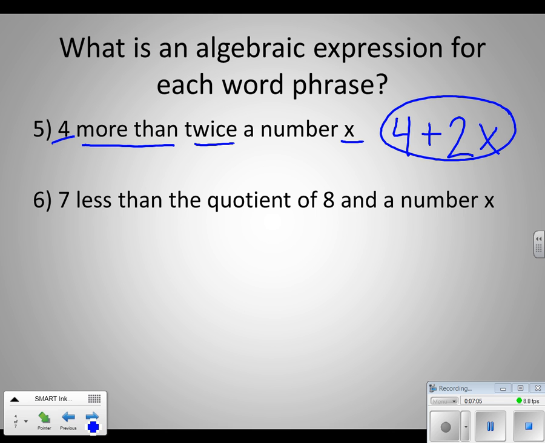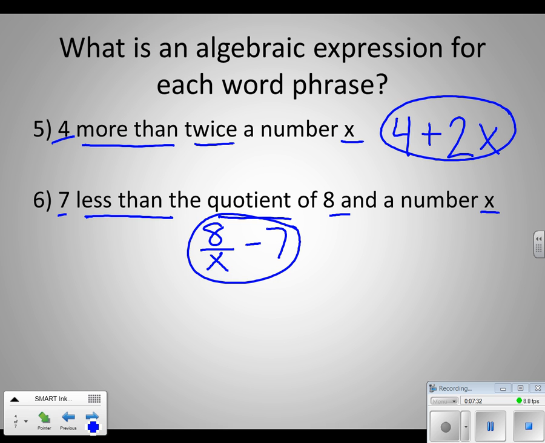7 less than, so we have 7 here, less than the quotient of 8 and a number x. So this would be 7 less than the quotient of 8 and the number x. Order mattered. I had to put the 7 in there in the second term here. It's 7 less than the quotient, which we're dividing here. 8 goes on the top because remember that was first, that's your numerator.